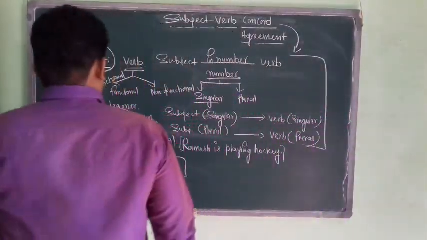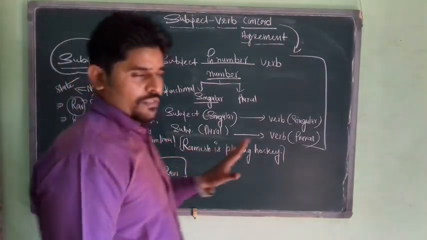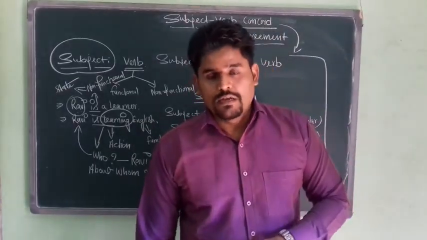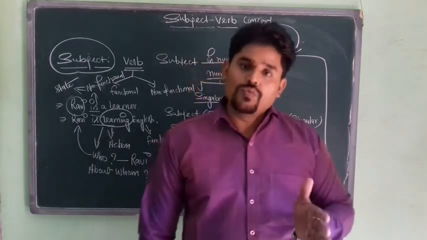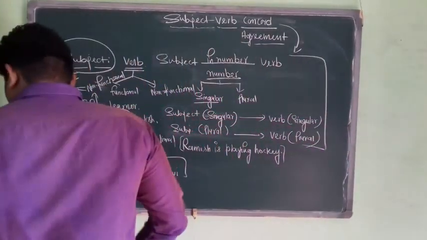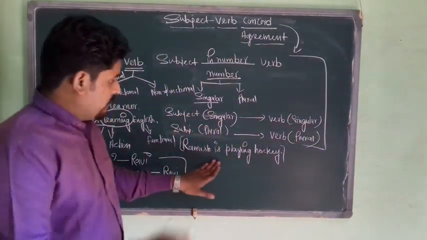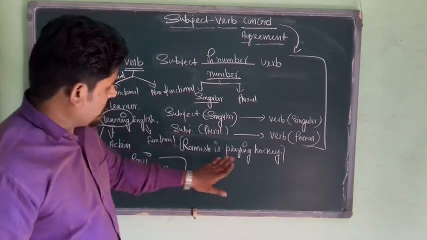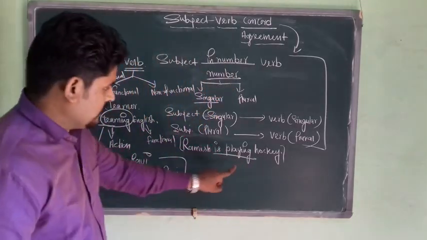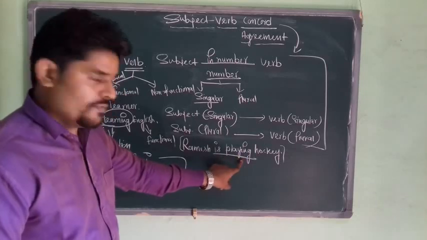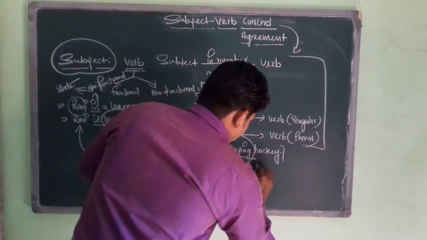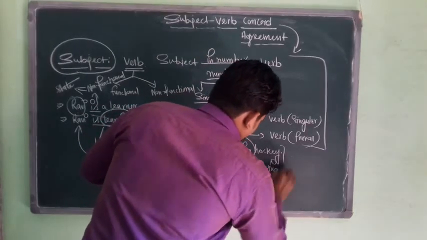Students, now we have understood how we can find out the subject of a sentence. Once we have found out the subject of a sentence, it is for us to understand whether the subject is in singular number or plural number. So students, I left this sentence for some time. Now let us get back to this sentence. Here, what is the action? In this sentence there is a functional verb, and the verb is playing. The action is playing. Who is doing this action?